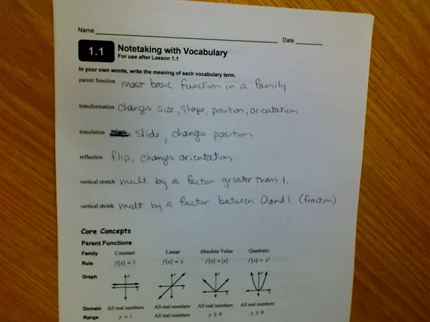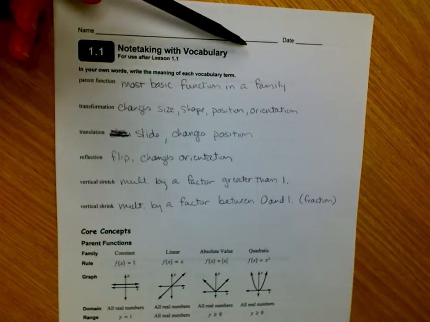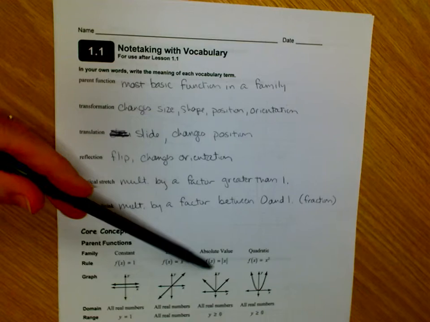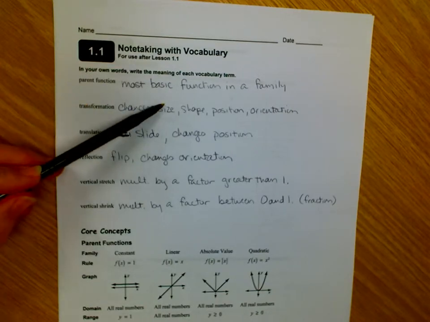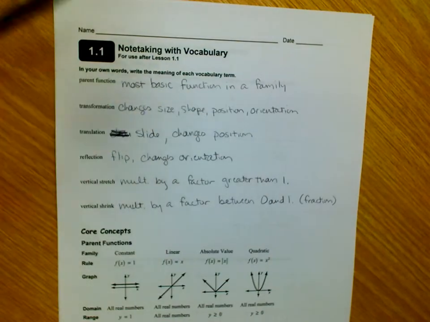So today in class, we first finished up our definitions that we started yesterday. If you remember, yesterday we said a parent function was the most basic function in a family. And down here are some pictures of the most basic ones that we'll be working with in this section. We may have also gotten to transformation, I can't remember, but what we basically said is a transformation is something that changes the size, shape, position, and orientation.